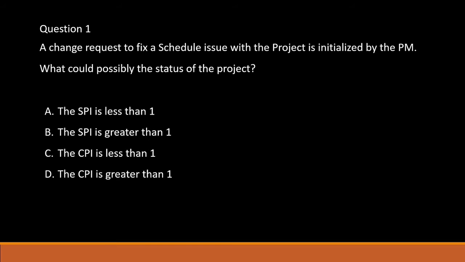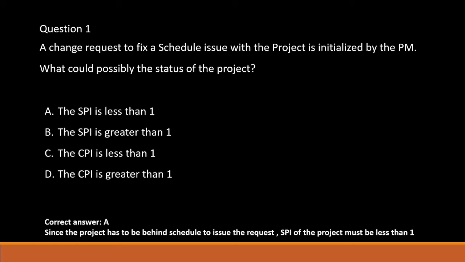So you might want to pause the video here and reread the question and try to figure out what could be the answer. Okay, so the correct answer for this question is option A. Since the project has to be behind schedule to issue the request, the SPI of this project must be less than 1. I hope you got it right. Let's go to question number 2.